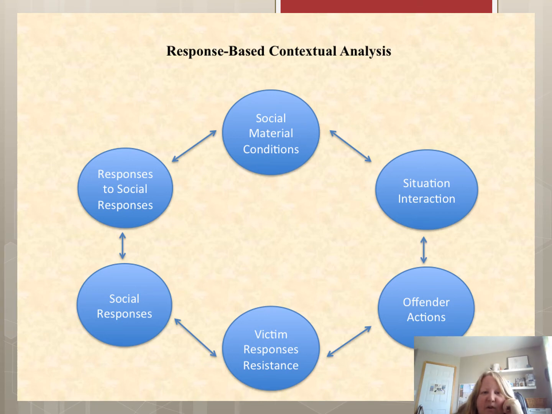Social interactions. So what was going on when the violence occurred? Were there other people there? Where did it happen? All the different pieces around that. The offender actions. What did the client experience?